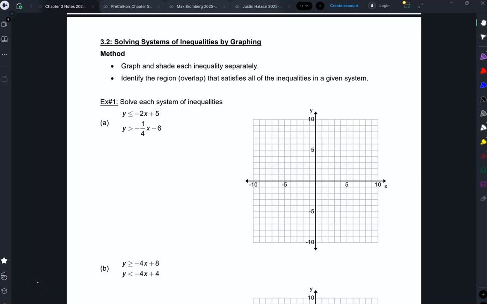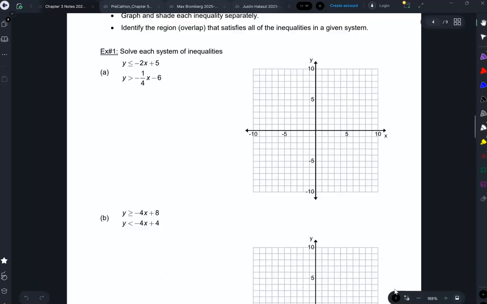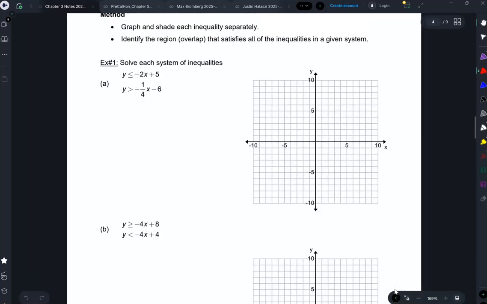Right, so today we're going to do a little bit more of what we were doing, but this time they're going to be systems of inequalities. The way we do this is you're going to have a system, you're going to graph and shade each one of these separately, and then you're going to take the regions that overlap. That's your solution. The solutions are the regions that overlap. So let's take a look at the first one first.